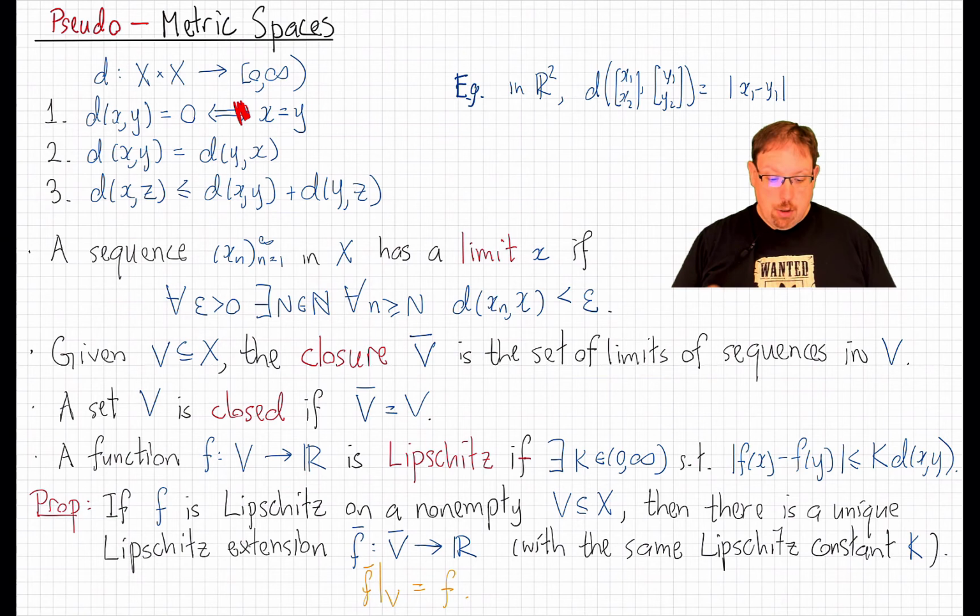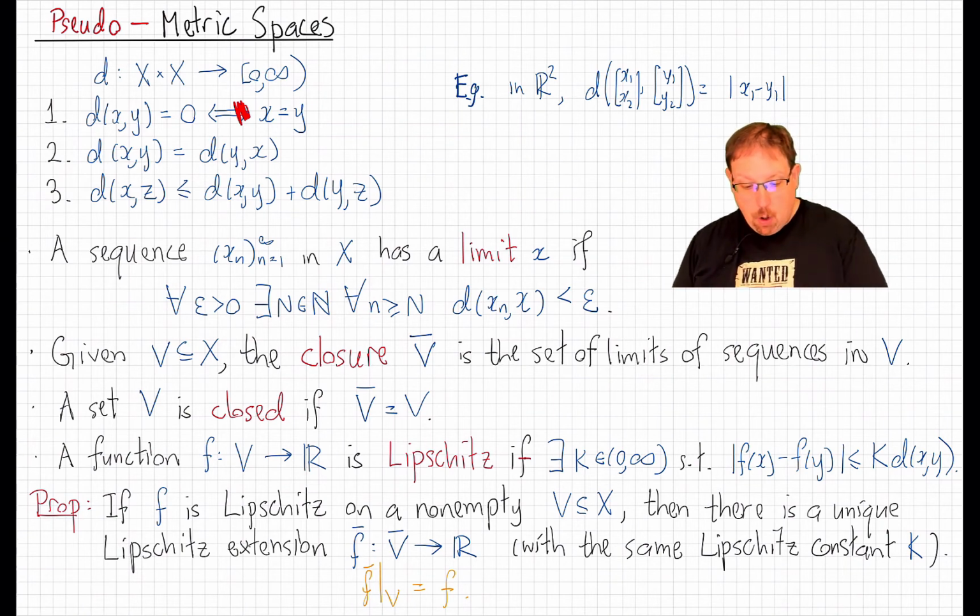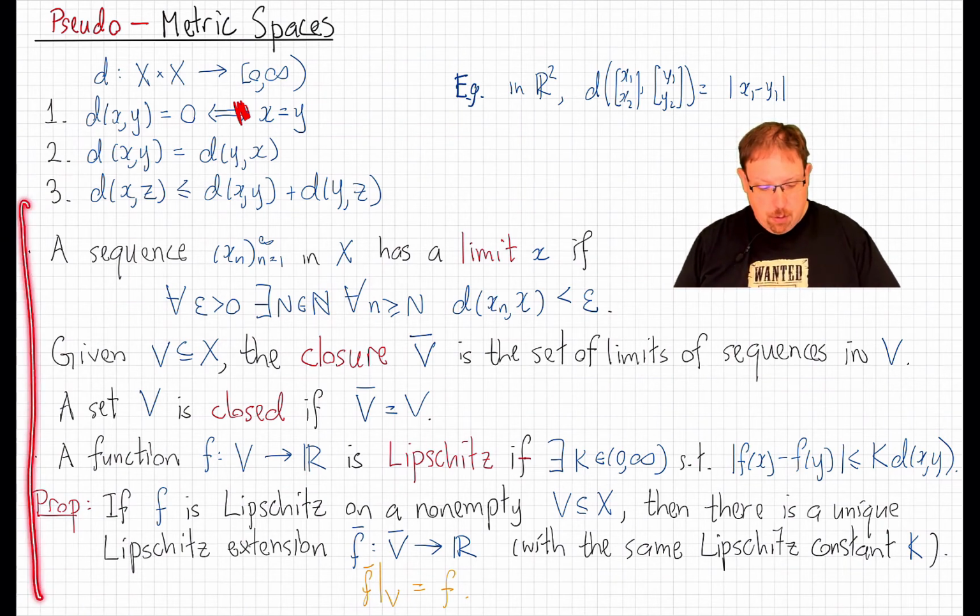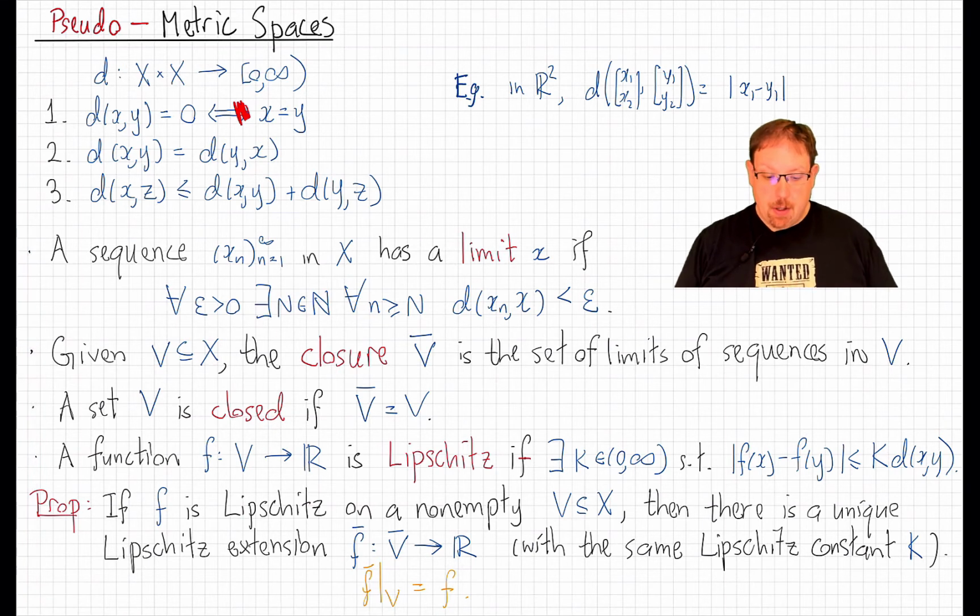Nevertheless, pseudometrics still give us all of the same tools that are written right here. We can still talk about sequences and their limits with exactly the same definition, and nearly everything that you learned in undergraduate analysis still holds. The only issue is that limits are no longer unique. But we don't need unique limits to make any of what we need work.